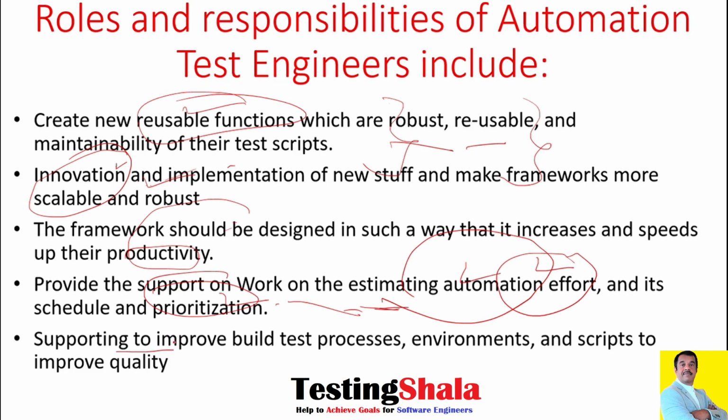The last role and responsibility is that, as an automation test engineer, you should also provide your inputs so that the overall test process can be built very effectively and efficiently. Even environments can be managed very efficiently by providing the right inputs, as well as maintaining the scripts, so that we can develop good quality scripts. Overall, these are some of the key roles and responsibilities of any automation testing engineer.